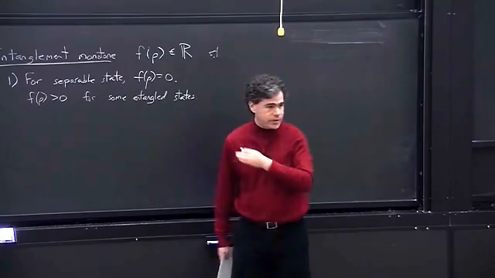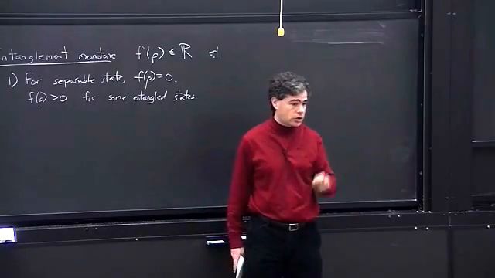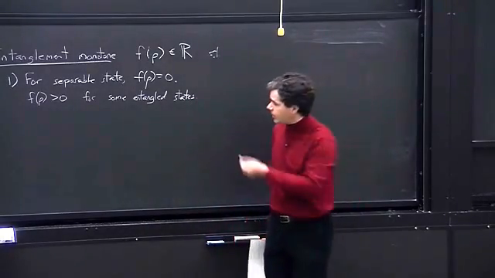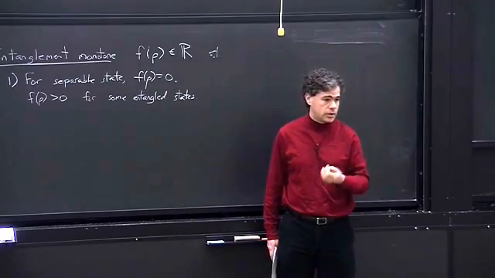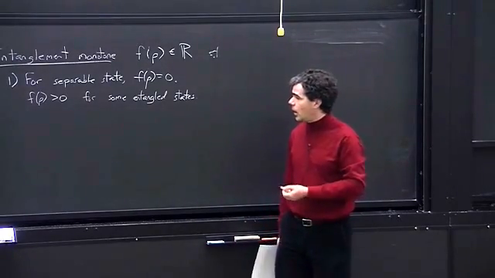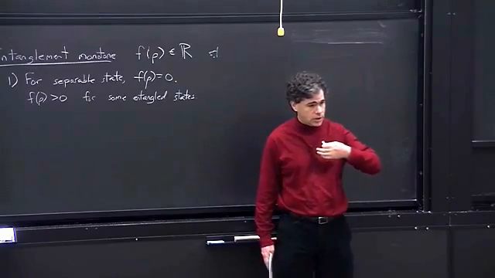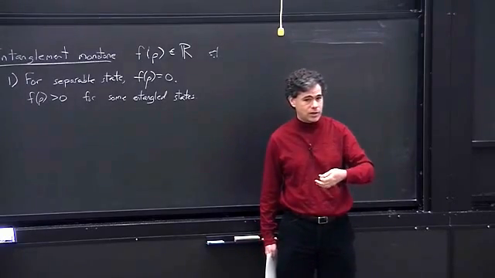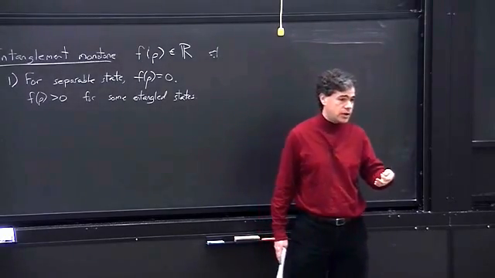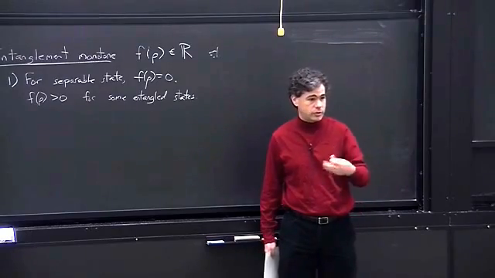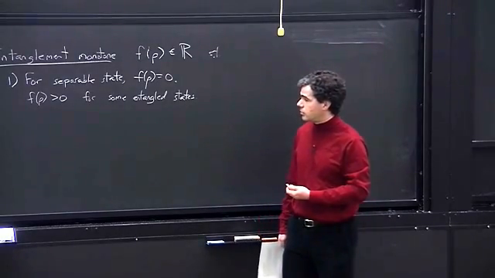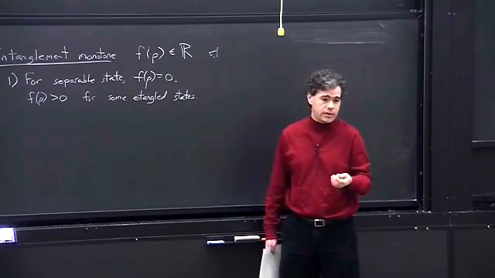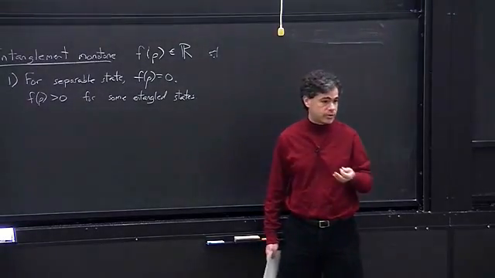I'm not going to insist that f of rho be non-zero for all entangled states. If it is non-zero for all entangled states, then it's what's known as a faithful entanglement monotone. But I want to consider the possibility that we'll have some monotones that characterize some kinds of entangled states, even if they don't necessarily tell you everything about entanglement. And the reason for that is because there are some interesting ones that have that property.